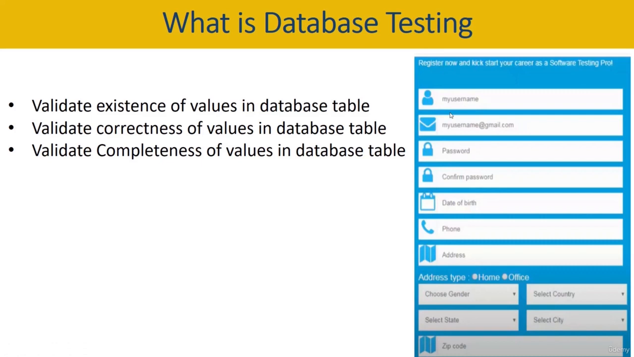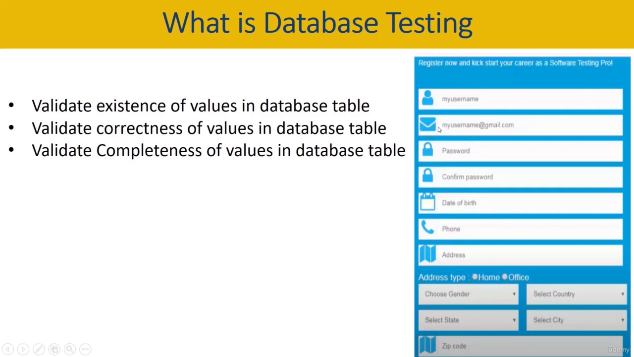So there should be one table in the database called customer information, and all the information we fill in here should be stored in the customer table. The second point, as a software tester, is to validate the correctness of values in the database table. Whatever you specify here, your name, username, password, confirm password and date of birth must all be stored in the respective database table in the same way, and the data should not be lost.